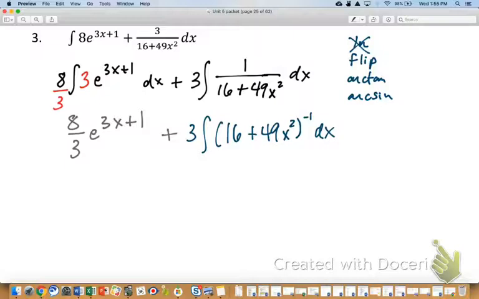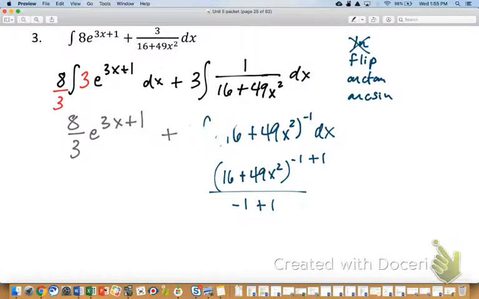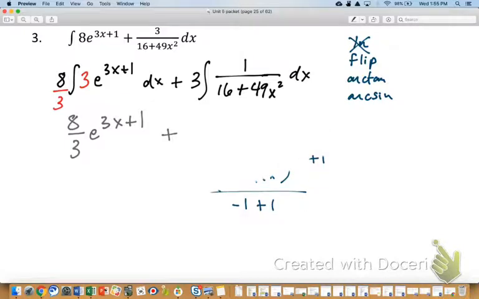Can you explain this one more time? Sure. So if I tried this, power rule, even if I ignored the fact that Timmy is messed up beyond repair, if I said 16 plus 49x squared to the negative 1 plus 1 divided by negative 1 plus 1, what's negative 1 plus 1? I just divided by 0. That's a problem. So that means not necessarily DNE. It just means it's the wrong form. We don't give up. We don't cry too hard. We just try something else.